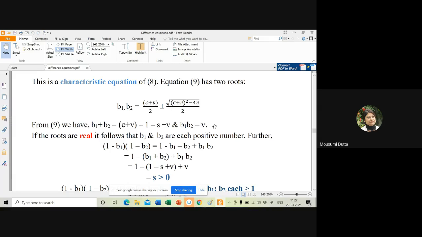Now we are coming to the plus part, B1 plus B2. Now B1 plus B2 is 1 minus S, that is positive, V is positive. So please write down B1 plus B2 is greater than 0. Now if both B1 and B2 are negative, in that case it will be negative. So the only way out is both of them are positive. Okay, ma'am, thank you so much.